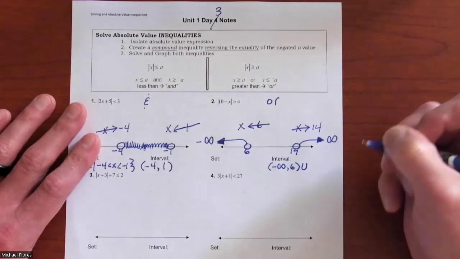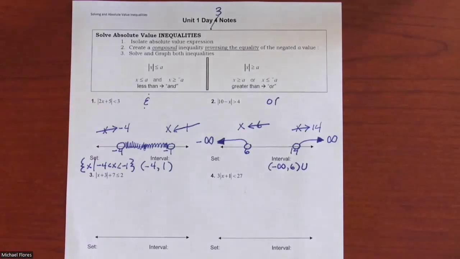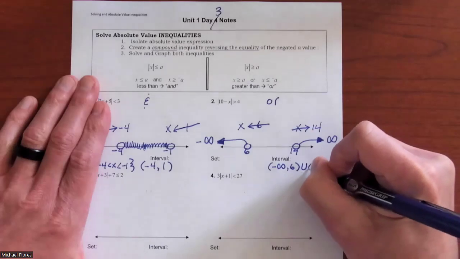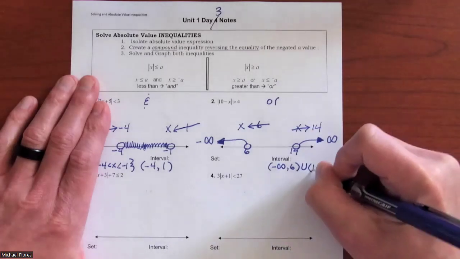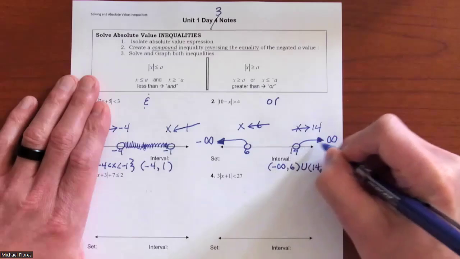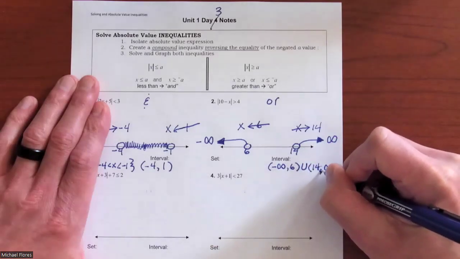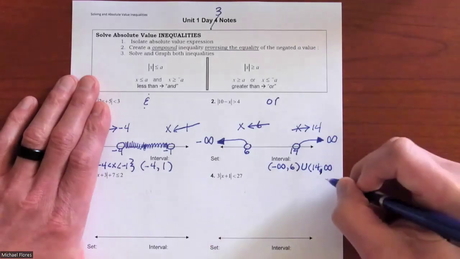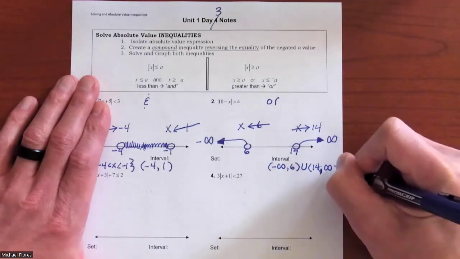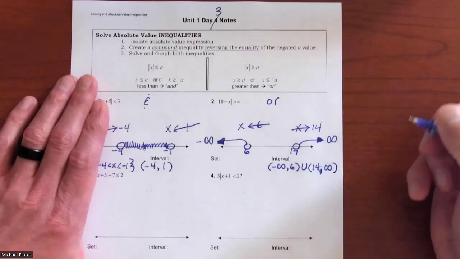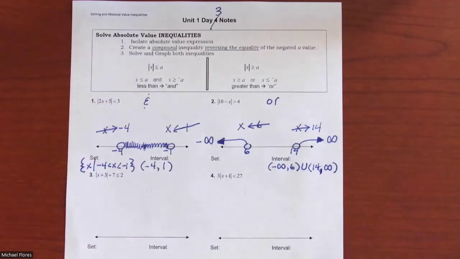Then draw this union. It pretty much means or. Or we're picking back up at 14 and we're going all the way to +infinity from there. That's a comma right there. Looks like I accidentally put a period. And then the infinity gets a parenthesis. By the way, infinities will always get parentheses in interval notation.